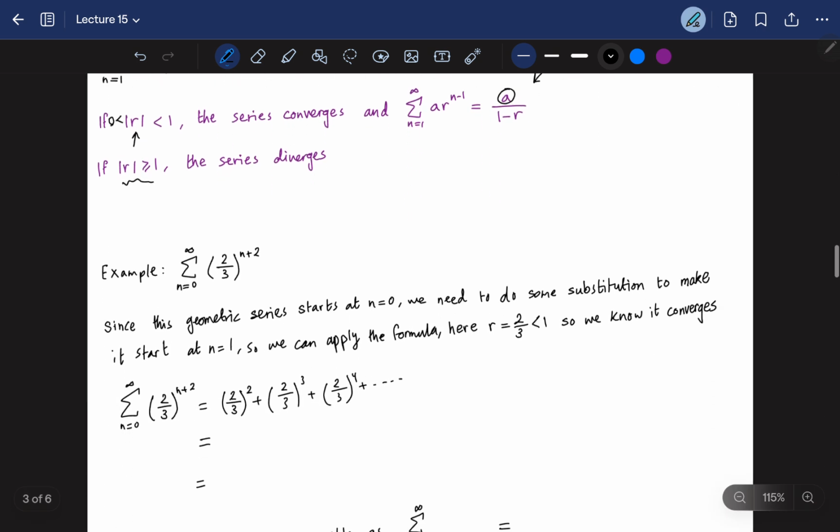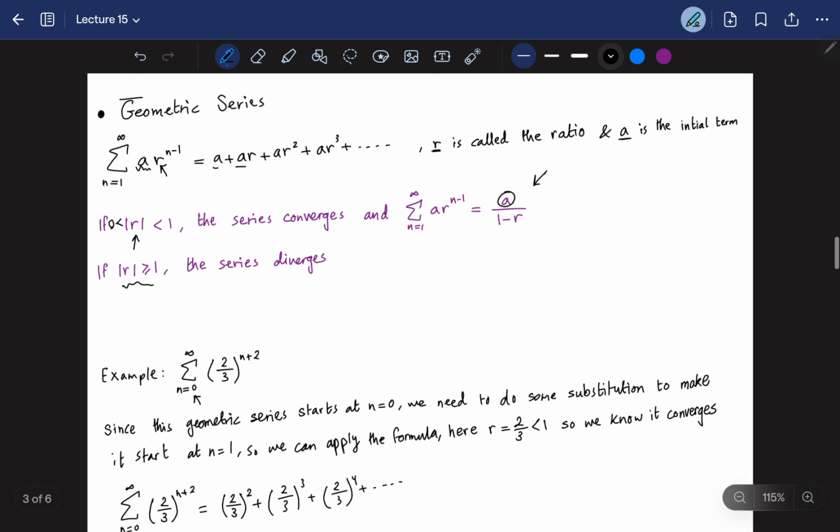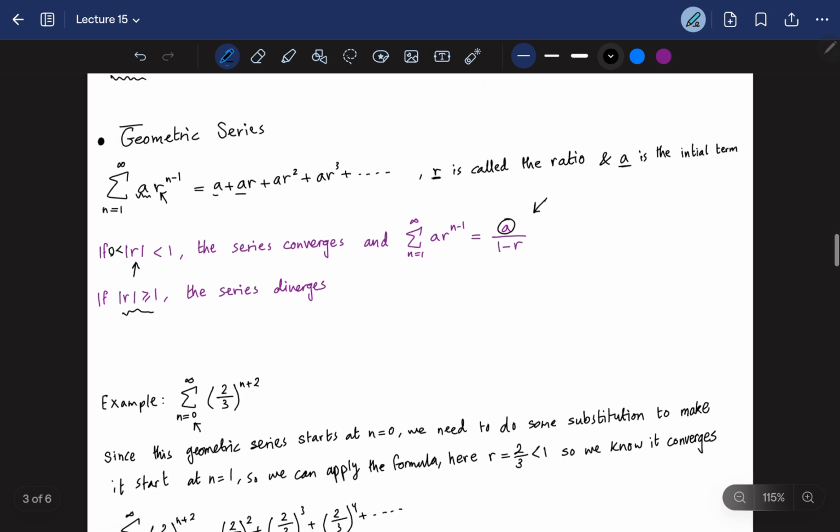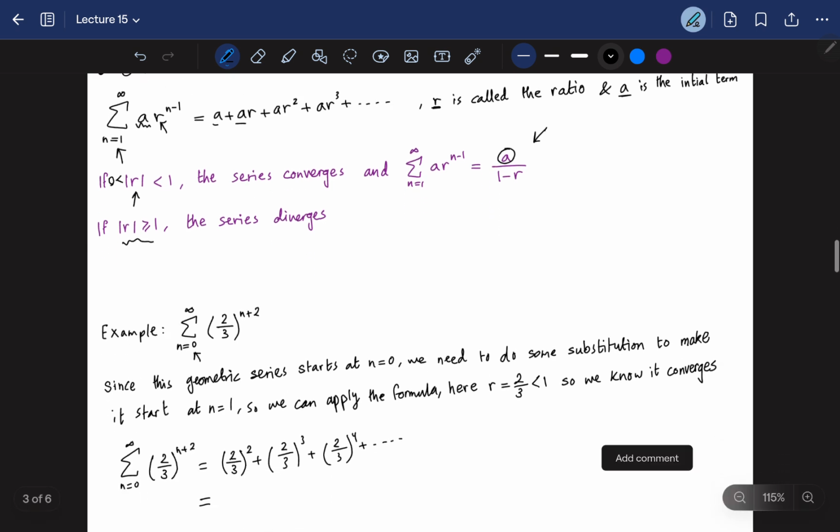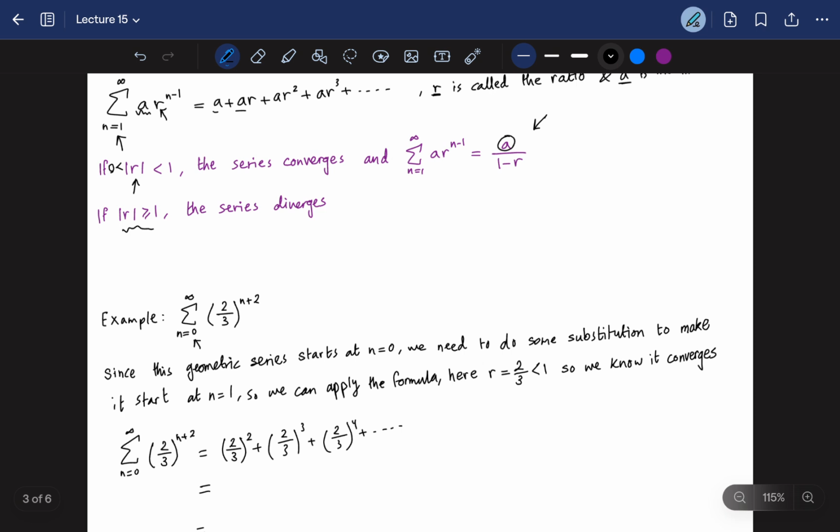So let's look at this example. If I have the infinite series of 2 over 3 raised to the n plus 2, it looks like a geometric series. My only problem is it starts at n equals 0. And if you look here, the general formula for a geometric series is where n equals 1. So here we need to do some sort of substitution to make it start at n equals 1, and then I can apply the formula directly and see whether my series converges or diverges using these conditions.